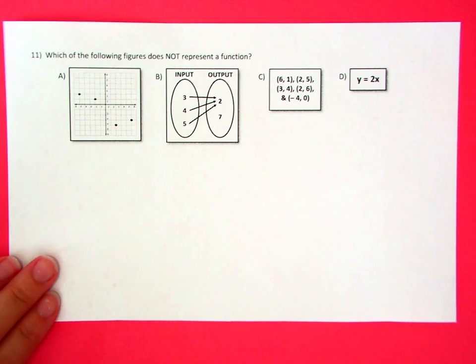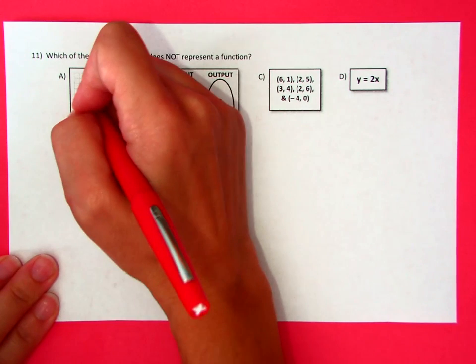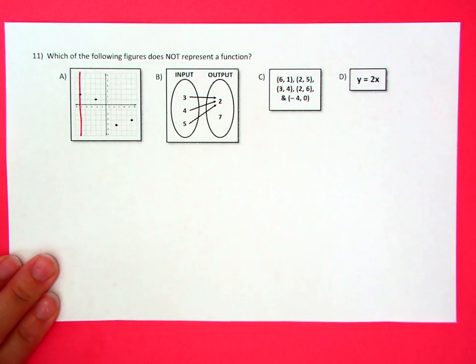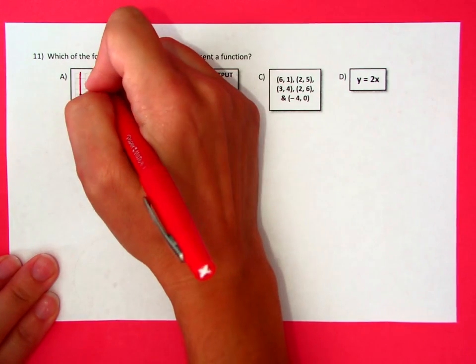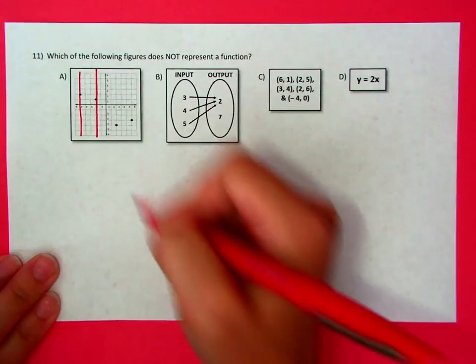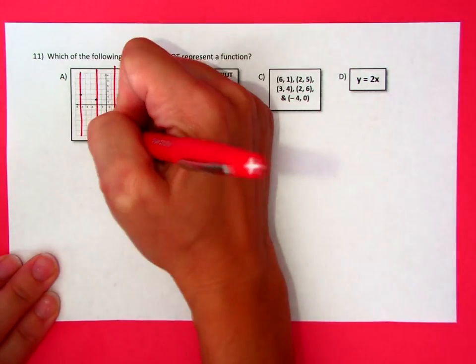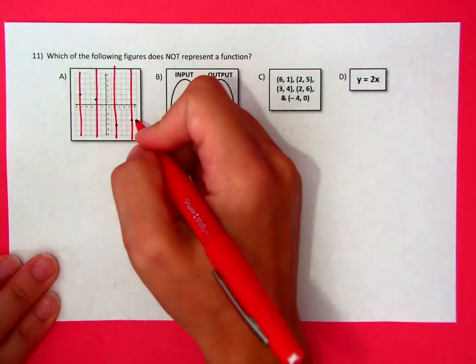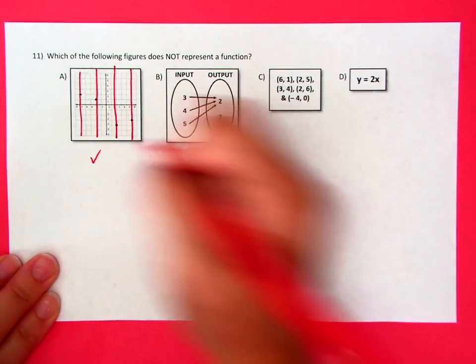Let's look at answer choice A. One of the neat things that we learned about graphs is something called the vertical line test. A vertical line means that you can draw a vertical line and it would only go through a single point at a time. There it only went through the point once. Here it would only go through the point once. That passes the vertical line test, so that is a function.